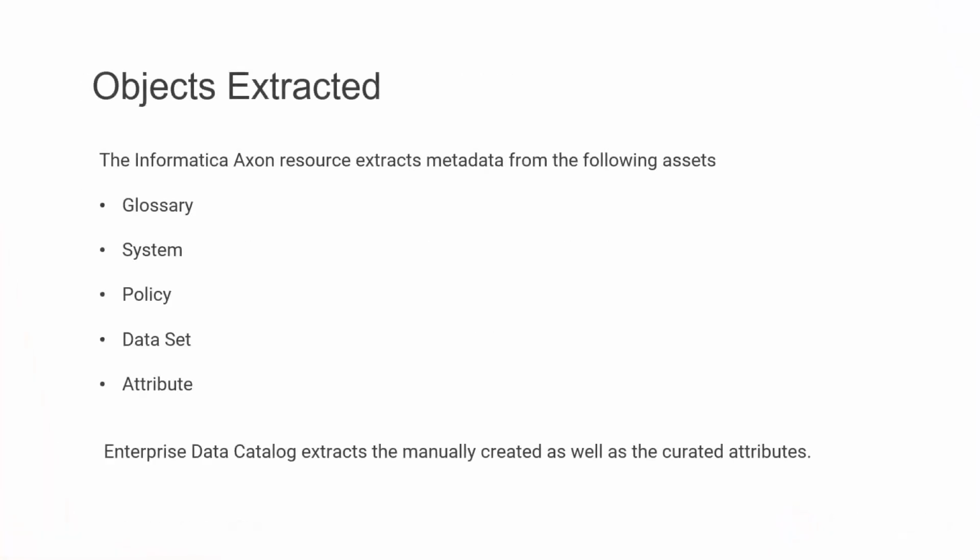Object extracted. The Informatica Axon resource extracts metadata from the following assets. The following assets are glossary, system, policy, dataset, and attributes. EDC extracts manually created as well as the created attributes.